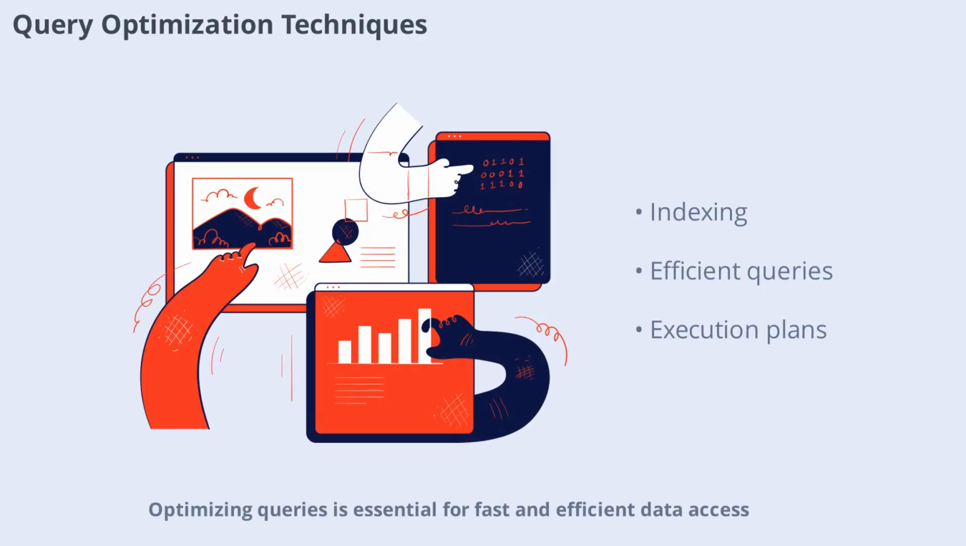Optimizing queries is essential for fast and efficient data access. Techniques include indexing, rewriting queries for efficiency, and analyzing execution plans. Relational databases offer advanced query optimizers, while NoSQL and NewSQL systems focus on efficient data retrieval patterns. Regularly review and tune your queries to keep your database performing at its best.